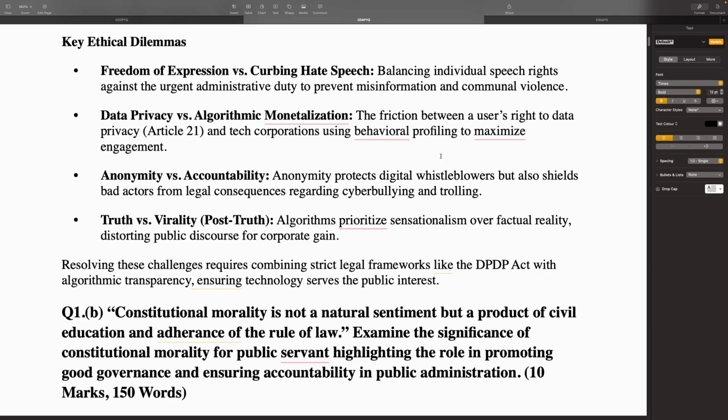Truth versus virality, that is post-truth. Algorithms prioritize sensationalism over factual reality, distorting public discourse for corporate gain. Resolving these challenges requires combining strict legal frameworks like the DPDP Act with algorithmic transparency, ensuring technology serves the public interest.